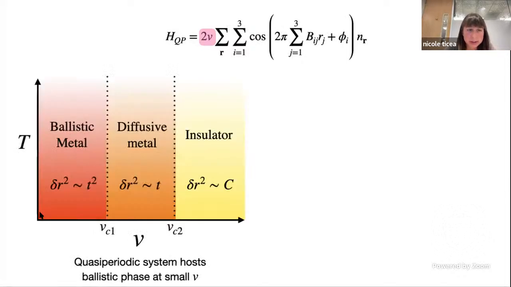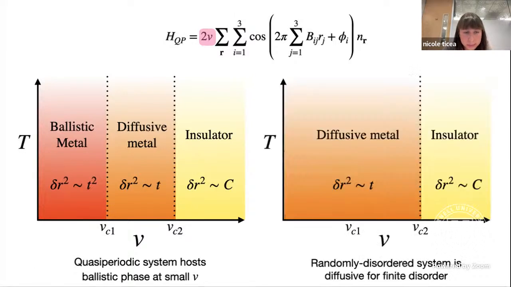For quasiperiodic systems, at small values of the potential, the transport will be ballistic. So in other words, the mean square displacement of a particle initially placed at the corner of your system will scale as t squared. For intermediate values of V, so here between V critical 1 and V critical 2, we're in what's called the diffusive regime. And then finally, we can continue cranking up the potential strength, and eventually you'll see that your eigenstates will become localized.